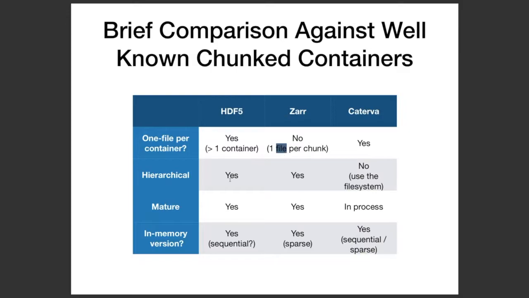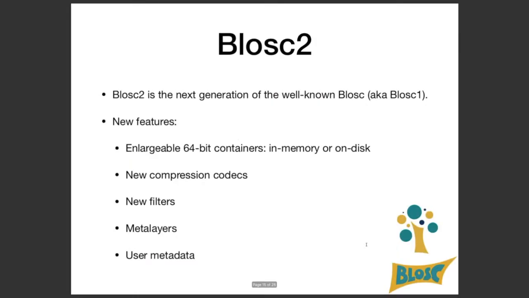Then both Zarr and HDF5 are hierarchical, but Caterva is not hierarchical, so you need to use the file system in order to fake the hierarchy. Both Zarr and HDF5, we can say that they are mature, but Caterva is in process. And all three have in-memory versions, although Caterva has versions for the containers that can be sequential in memory and sparse in memory. And this distinction is going to be important.